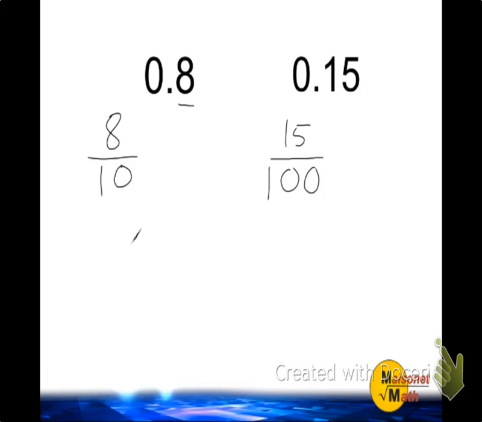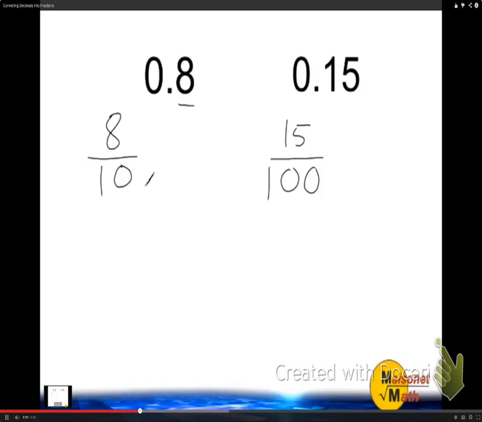In order to express these fractions in simplest form, you must divide the numerator and the denominator by the greatest common factor. The greatest common factor of 8 and 10 is 2. So we must divide the top by 2, and we must divide the bottom by 2 as well. And 8 divided by 2 is equal to 4, and 10 divided by 2 is equal to 5. So we would say that 0.8 or 8/10 expressed as a fraction in simplest terms is 4/5.